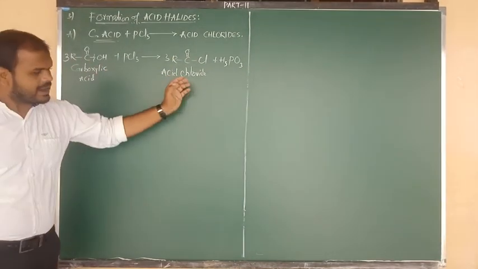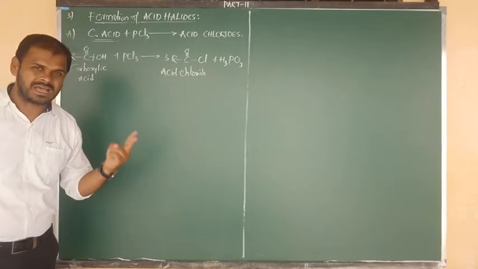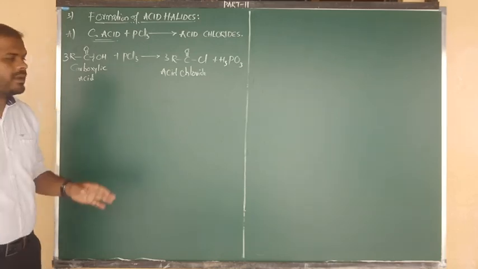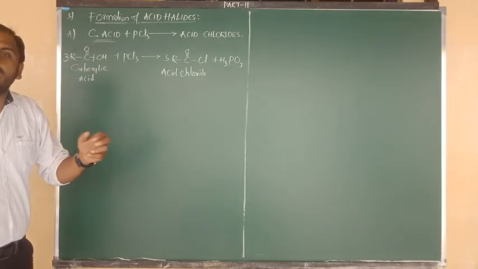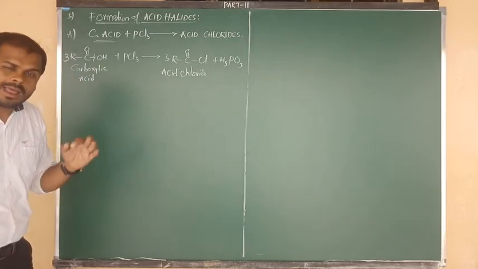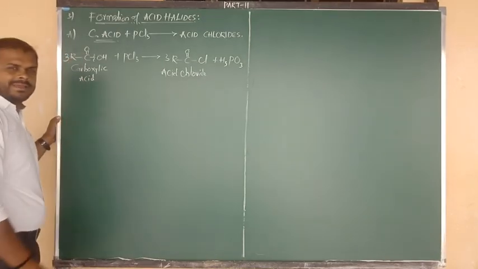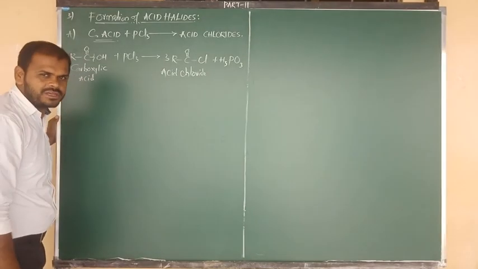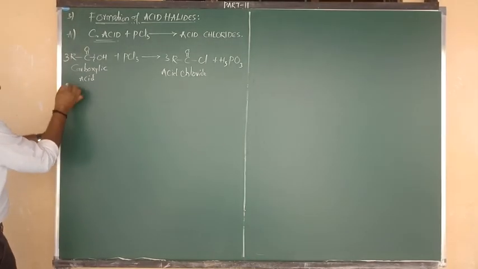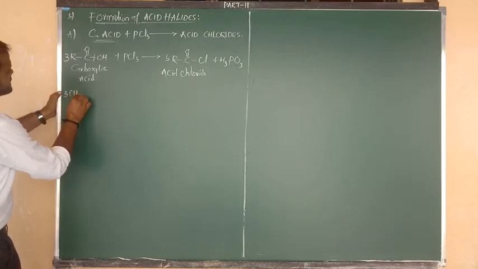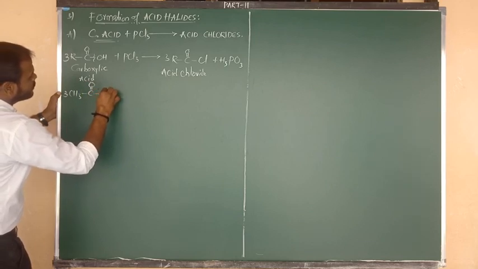Now, on the basis of the general reaction, I am going to write two examples. One example by taking an aliphatic acid, and one more by considering an aromatic acid. First, let me consider the aliphatic acid. The example I am going to consider is acetic acid. So here I take 3 moles of CH3 bonded to C double bond O, again bonded to OH.